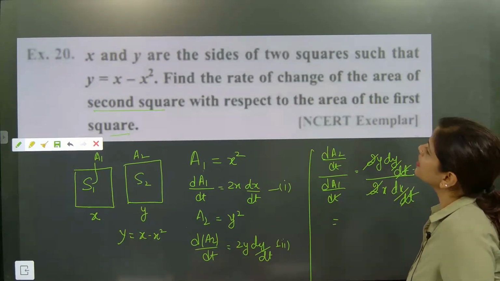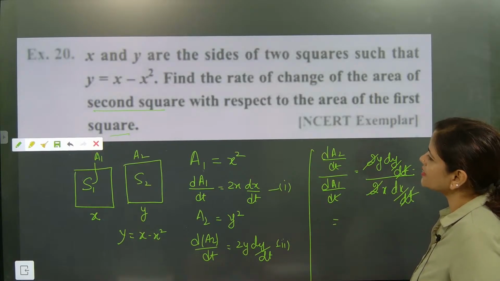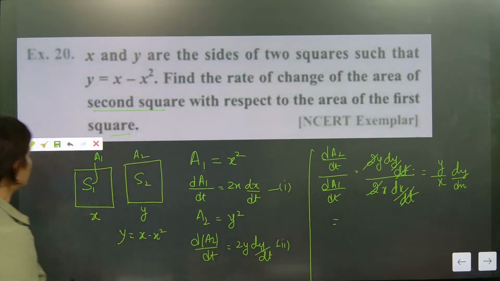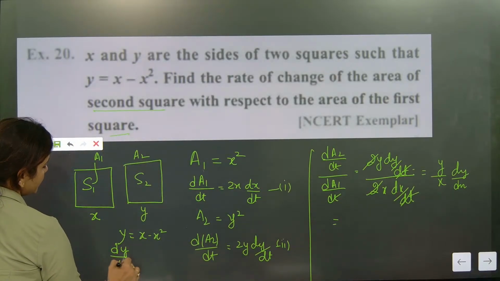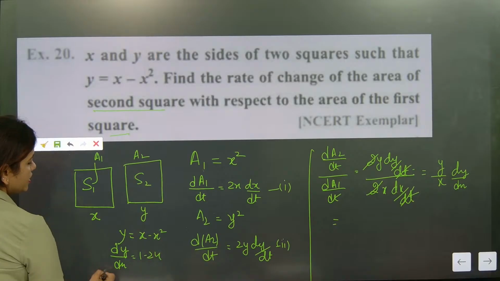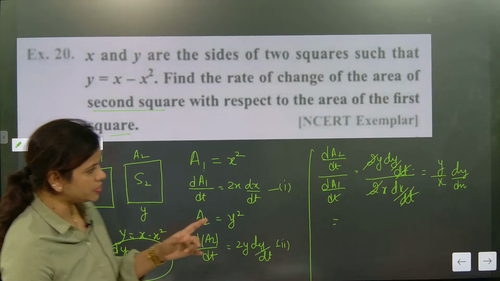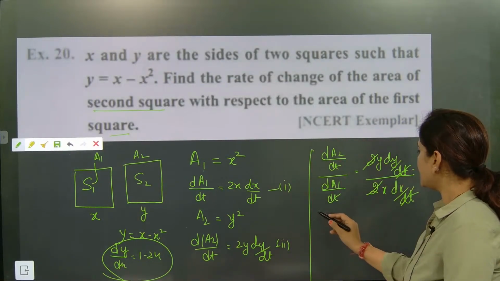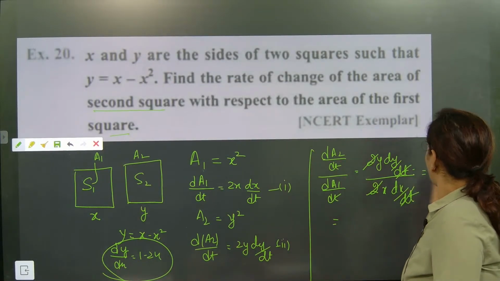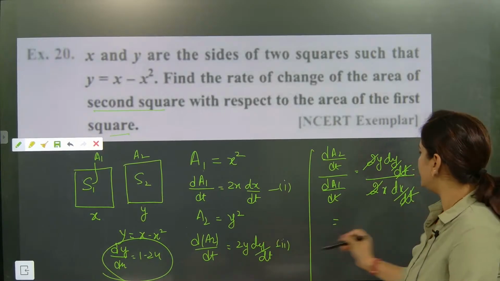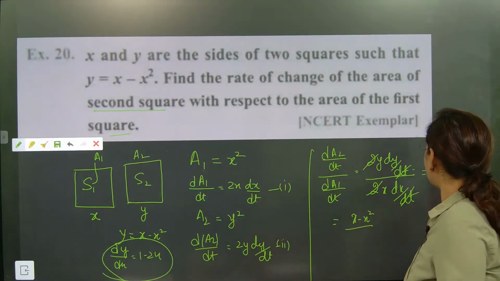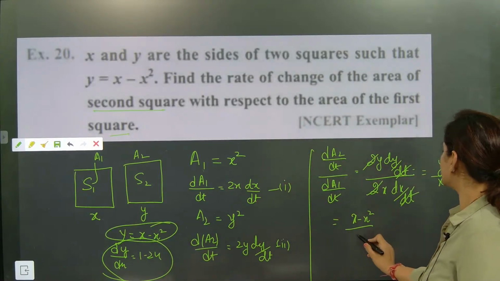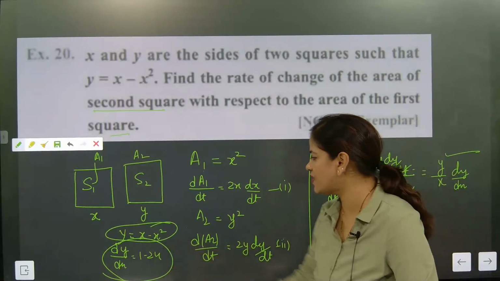What they are telling is that x and y are the sides of two squares such that this relation is there. If we differentiate with respect to x, here it is coming as dy by dx is equal to 1 minus 2x. We'll substitute that. Got it? So 1 minus 2x we are going to substitute here for the area variation. Y is already given as x minus x square. X is already there and dy by dx is 1 minus 2x.